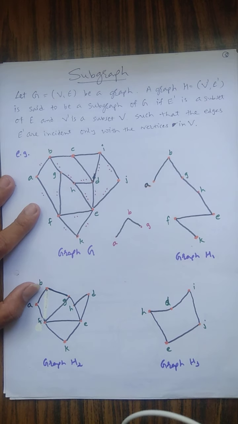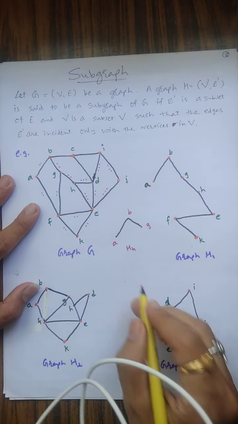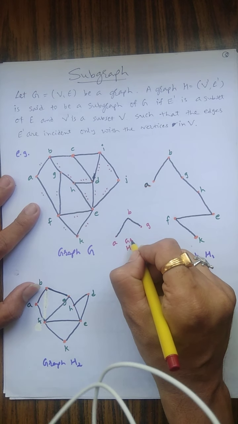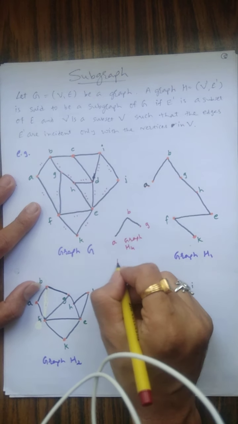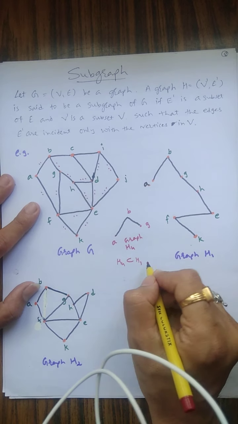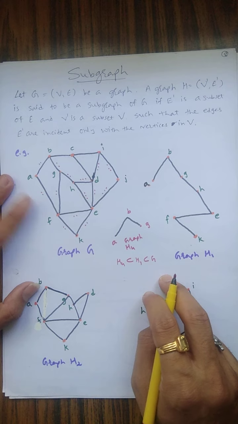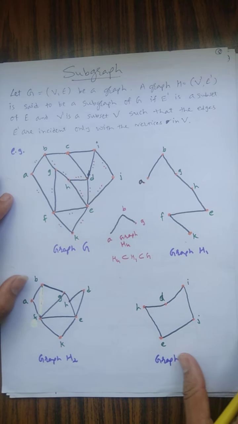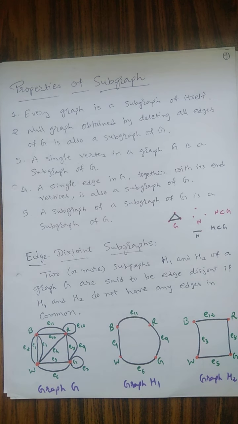If I call it H4, what we can say is that graph H4 is a subgraph of H1. H4 is a subgraph of H1, and H1 is a subgraph of G. So H4 is a subgraph of G. Clear? So these 5 properties you have to remember about subgraphs.